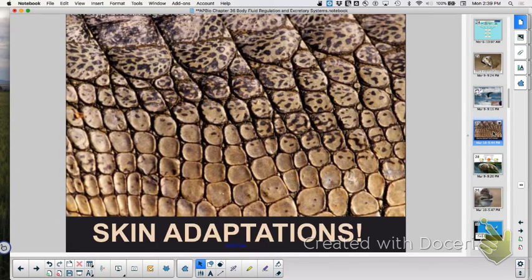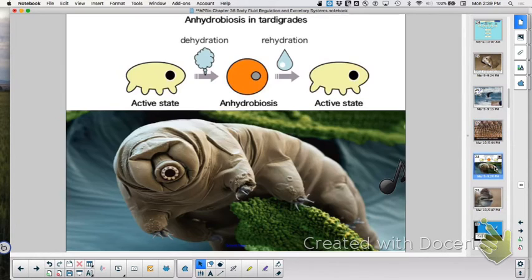We looked at skin adaptations, variations between an amphibian and a reptile. We looked at tardigrades, or water bears, I think is what they're called.